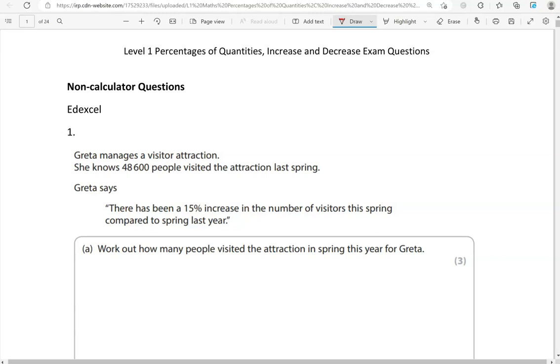Here's the first question. Greta manages a visitor attraction. She knows 48,600 people visited the attraction last spring. Greta says, there has been a 15% increase in the number of visitors this spring compared to spring last year. Work out how many people visited the attraction in spring this year for Greta. So there has been a 15% increase from 48,600. We're going to work out 15% of 48,600 and then add it on top of the number. As we can't use a calculator, we'll split 15% into 10% and 5%, because that's easier to work out.